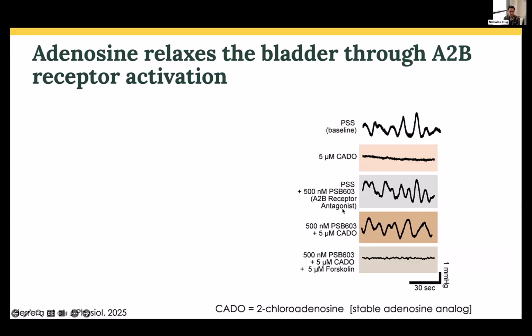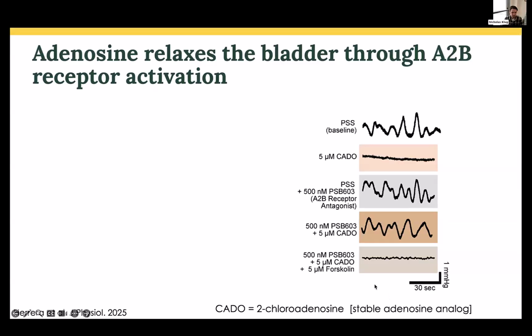And then we incubate the bladder with PSB603, which is quite a nice drug, a specific A2B receptor antagonist. We don't see much change in bladder activity just by incubating with this drug alone. But when we subsequently add adenosine back into the bath, this silencing effect is now lost and we have normal bladder activity, suggesting that the effects of adenosine are almost solely through the A2B receptor. Other groups have shown, and we also did this, that the A2A receptor doesn't seem to be doing much in bladder smooth muscle cells.